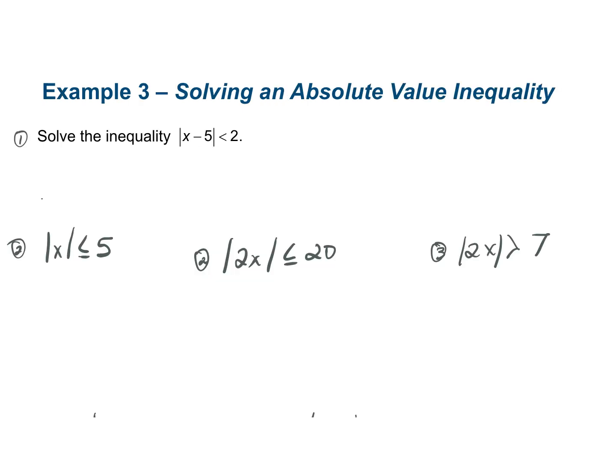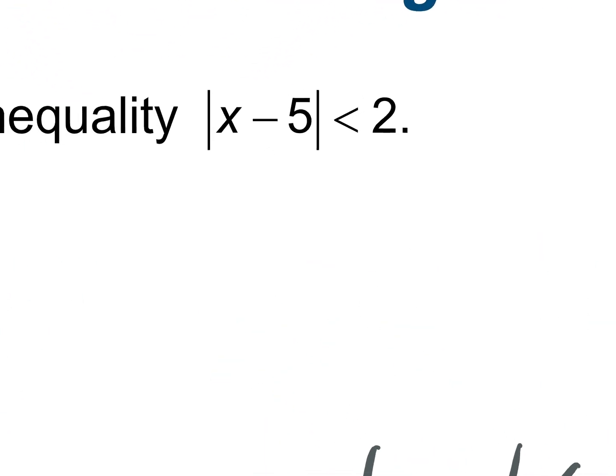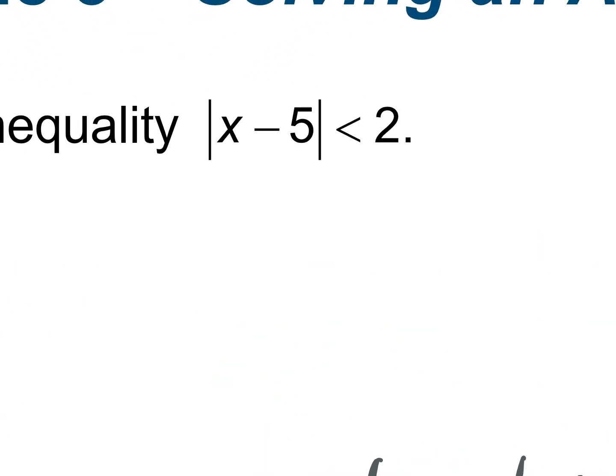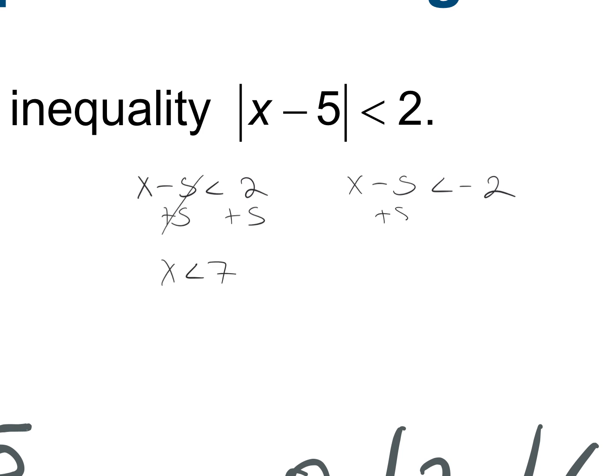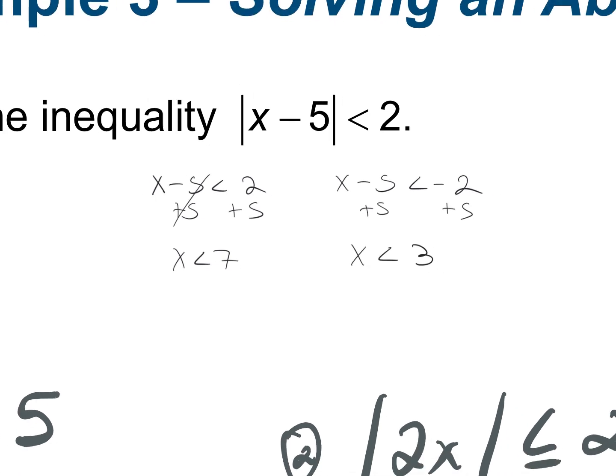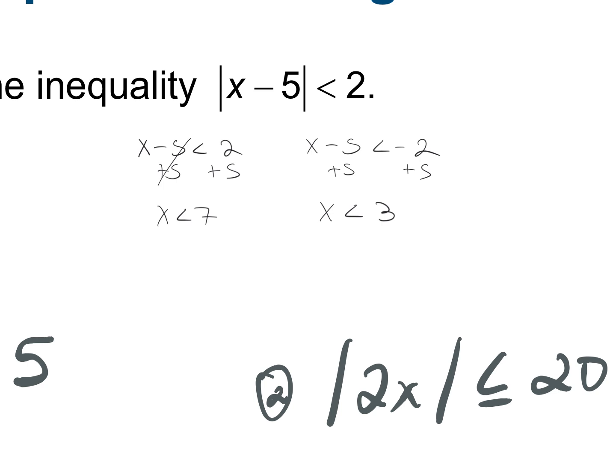So again, we're going to be solving this absolute value inequality. We'd start the same way that we did for the equation. So we're going to do x minus 5 is less than 2, and then x minus 5 is greater than negative 2. So you add the 5, you add the 5, you get x is less than 7. You add the 5, you add the 5, and you get x is greater than 3. So again, you always write them from most negative to most positive. So it's going to be 3 to 7.